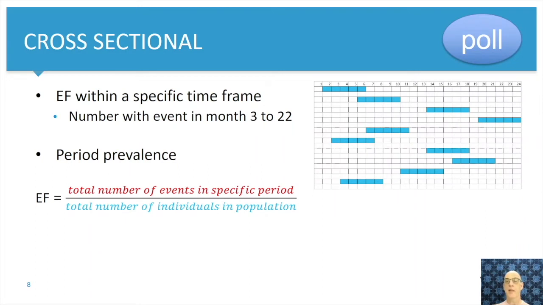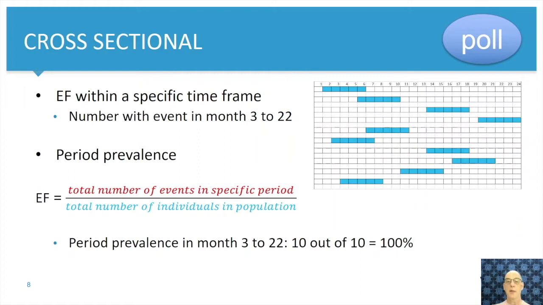So again, take some time to calculate the period prevalence of disease between month 3 and month 22. In this example, that was actually 10 out of 10. All the blue squares occurred in the period between 3 and 22 months. So the period prevalence was 100%.